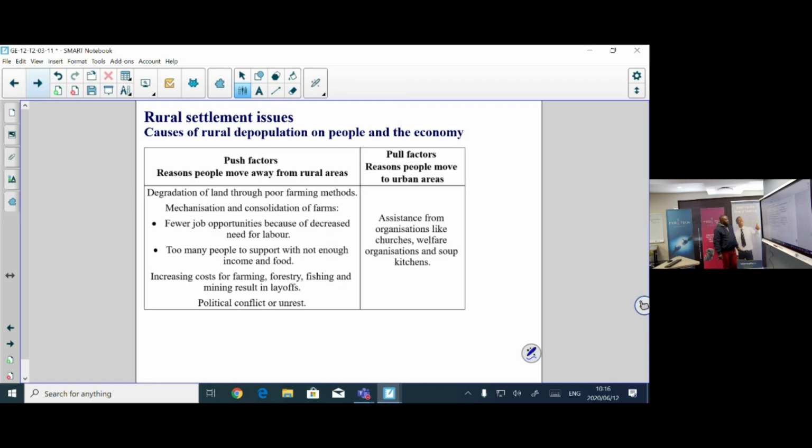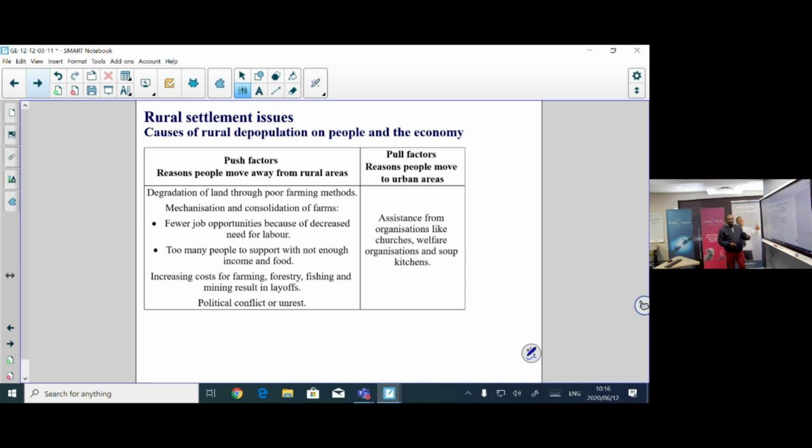Let's continue with the push factors. Degradation of land through poor farming methods, mechanization and consolidation of farms, fewer job opportunities because of decreased need of labor, too many people to support with not enough income and food. Increasing costs for farming, forestry, fishing, and mining result in layoffs, political conflict, and unrest.